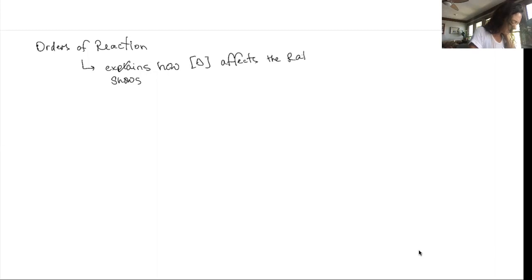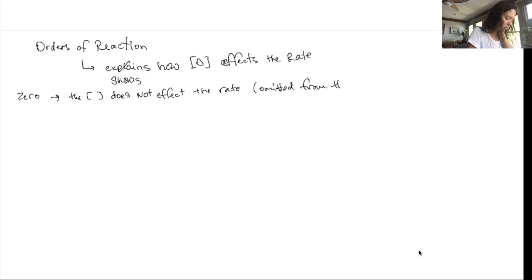All right. So if it is determined that it is zero order with respect to a reactant, what that means is the concentration does not affect the rate. Okay? Zero order. It doesn't affect the rate. Therefore, it is omitted from the rate law. So if there is a reactant that is not present in the rate law, then you know that it is zero order with respect to that reactant.